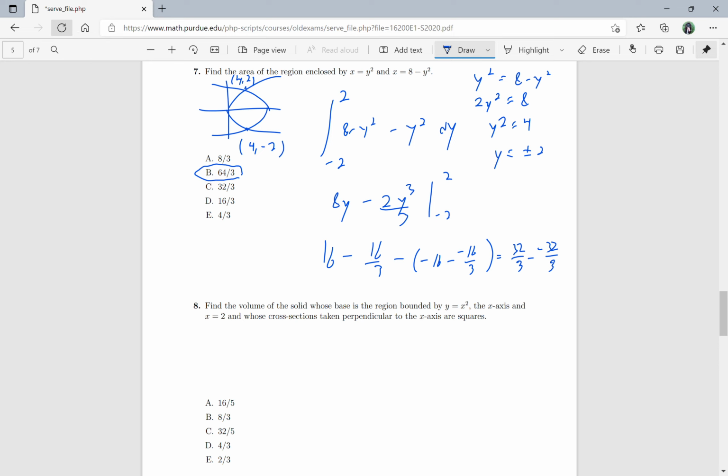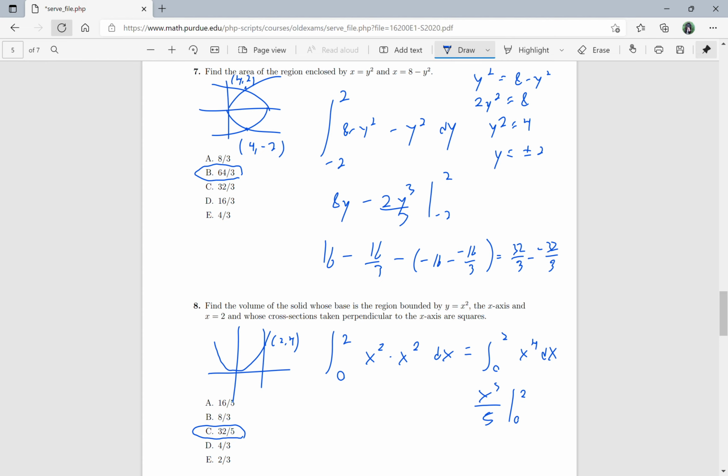Find the volume of the solid whose base is the region bounded by y equals x squared, the x-axis, x equals 2, and whose cross-sections are squares. That's the integral from 0 to 2 of a shape that has a square base of x squared and then a height also of x squared. So we'll do the integral from 0 to 2 of x to the 4th dx. That's x to the 5th over 5 by the power rule. Plug in 2, that's 32 fifths, C.